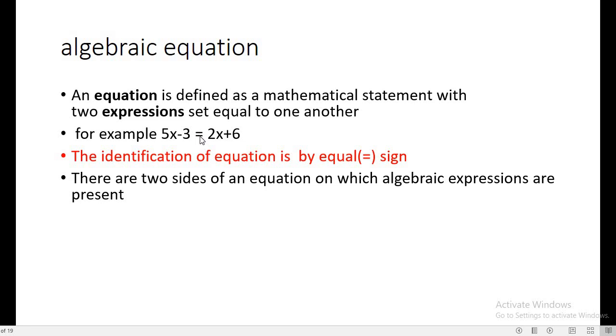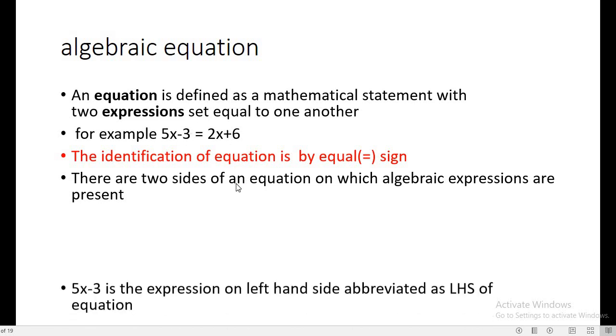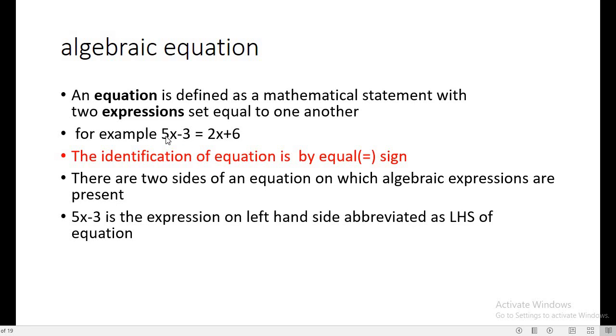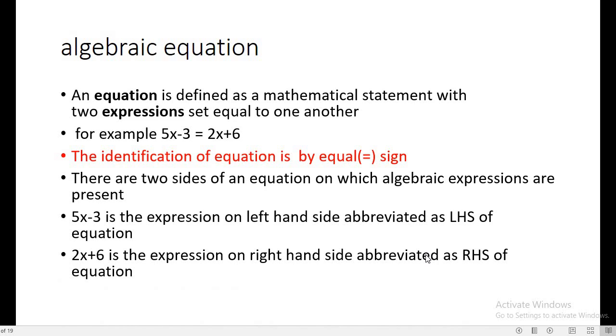As we have an equal sign, there are two sides, one on each side of the equal sign. The expression on left hand side, that is 5x minus 3, is written as LHS, and 2x plus 6 is the expression on right hand side, which is abbreviated as RHS.